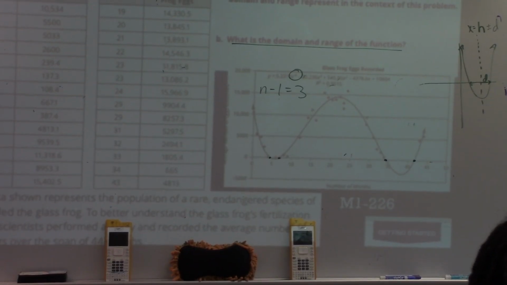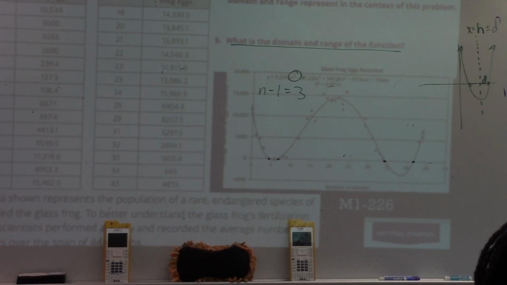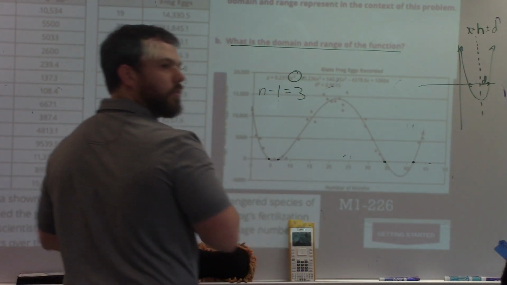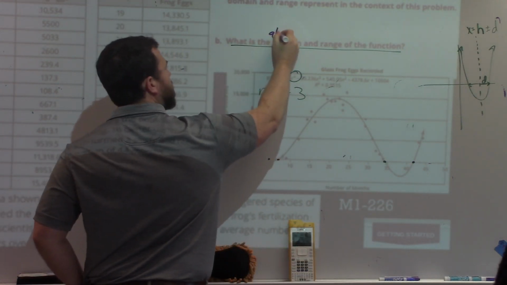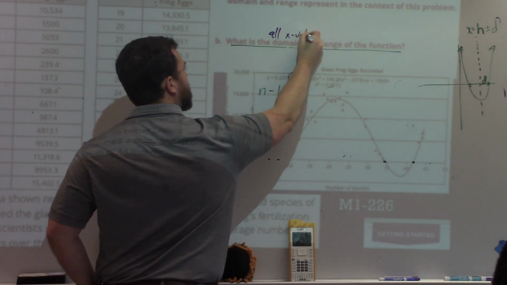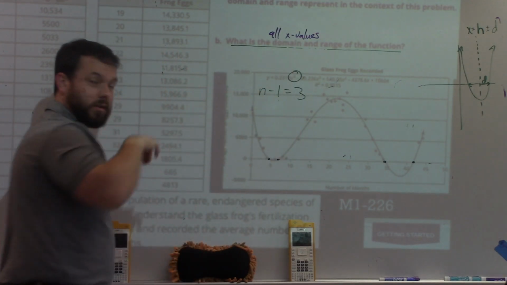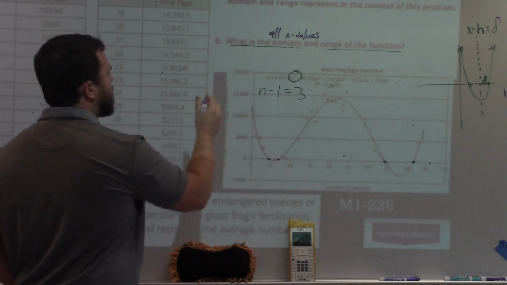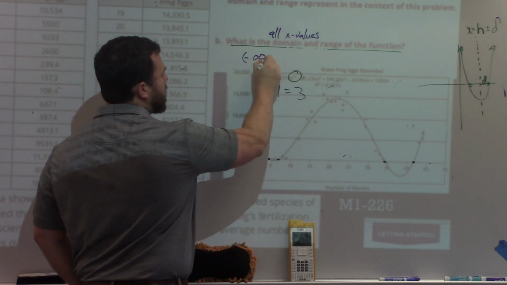Just, what is domain, Caleb? Okay, it's just, see, that wasn't that scary, was it? That's what you need to keep in mind. It's all the x values, right? So Damon, what do you think all the x values might be? Negative infinity to positive infinity.